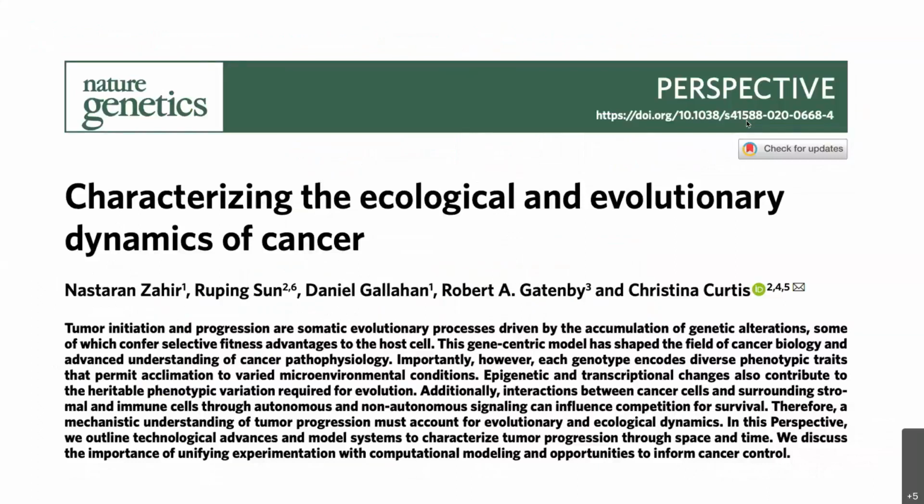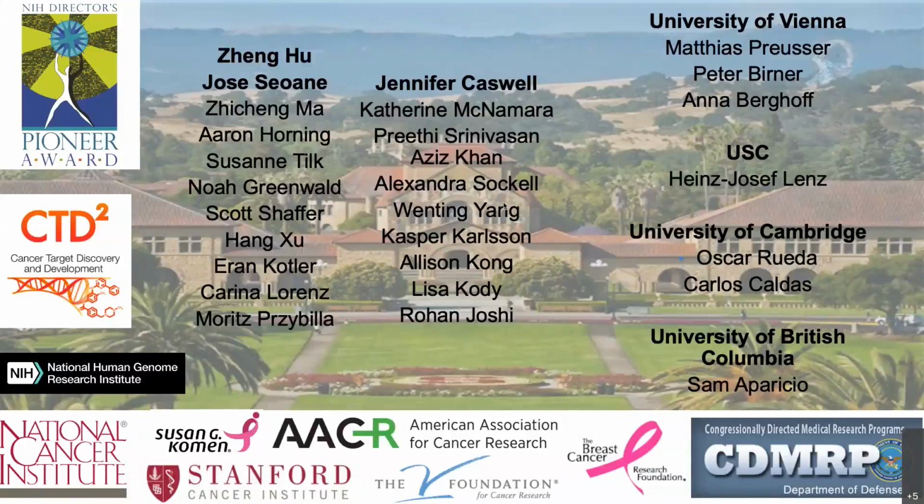I'll just point out this perspective piece that emerged from an NCI workshop organized by Dan Gallahan and NASA here, which we're very excited about for envisioning the next steps. So I'll close. You've seen the people along the way who have contributed to this work, and I'm very thankful to our funding bodies and our collaborators locally and abroad. And I'm happy to take any questions.